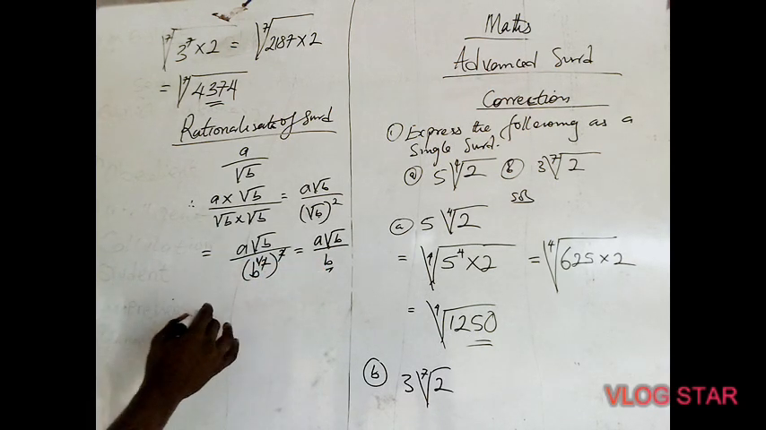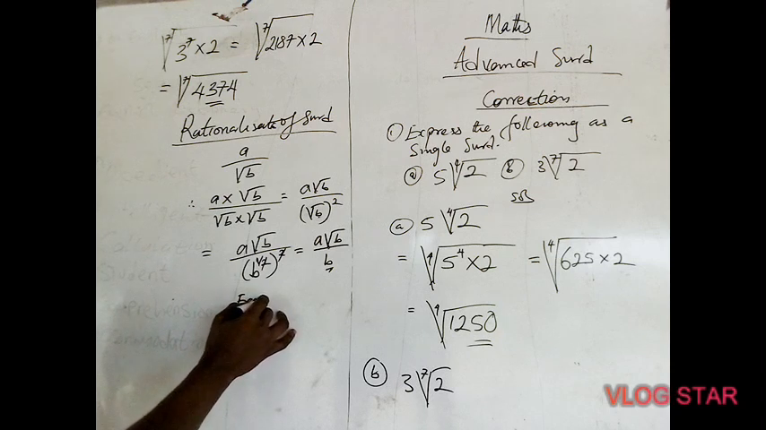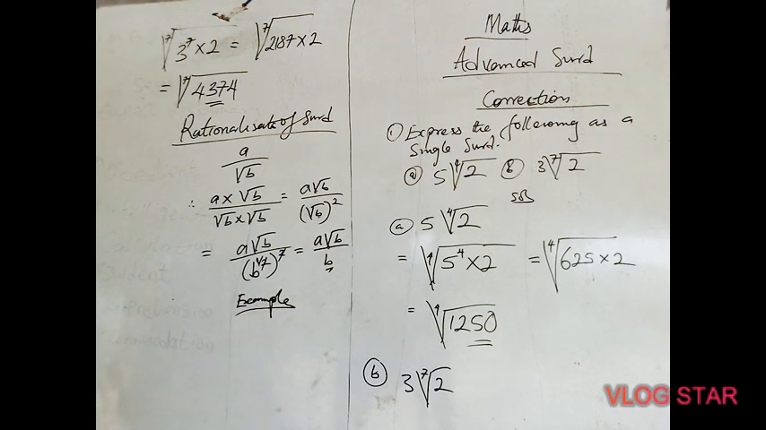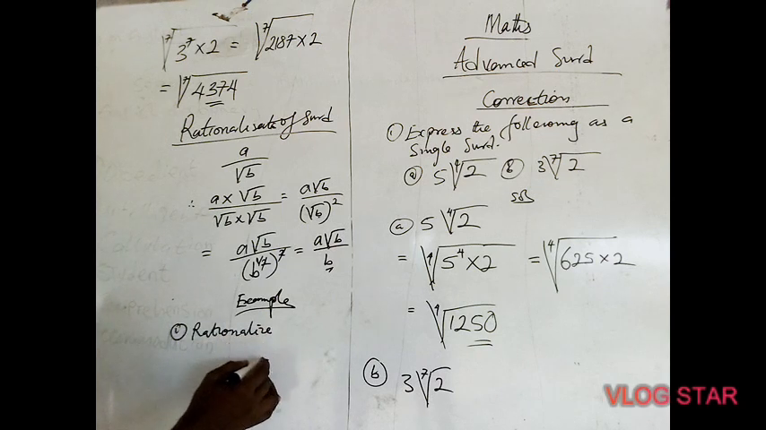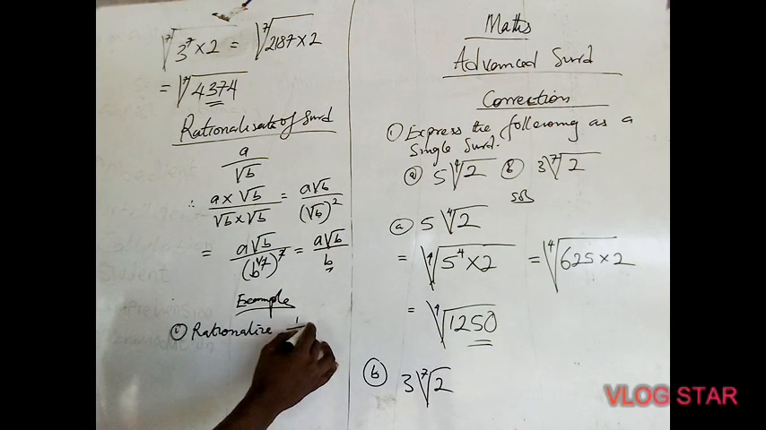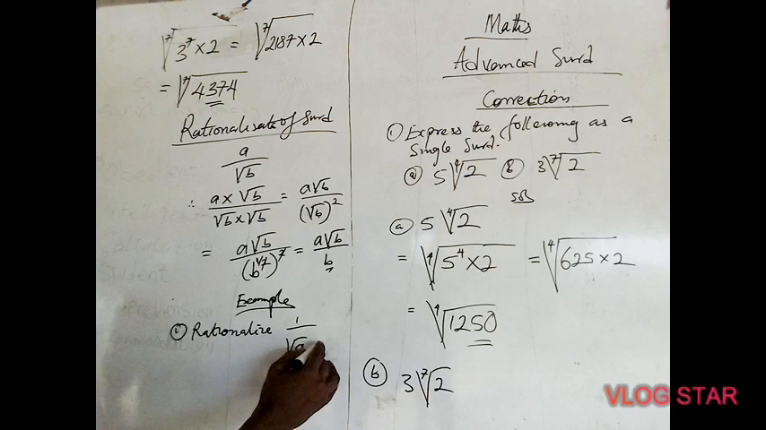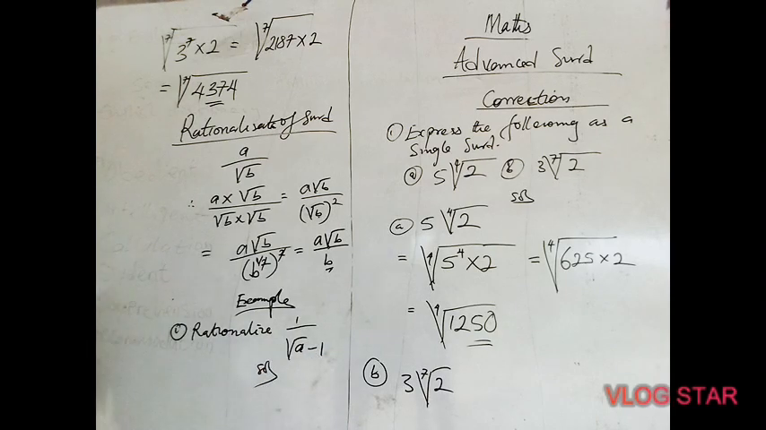Now let's go down to this particular approach, examples. Let's just start with this question. Assuming you have a binomial denominator, whereby you have two terms as the denominator. Example 1. Assuming you have, rationalize 1 all over root a minus 1. Under solution, how do you solve this particular surd?